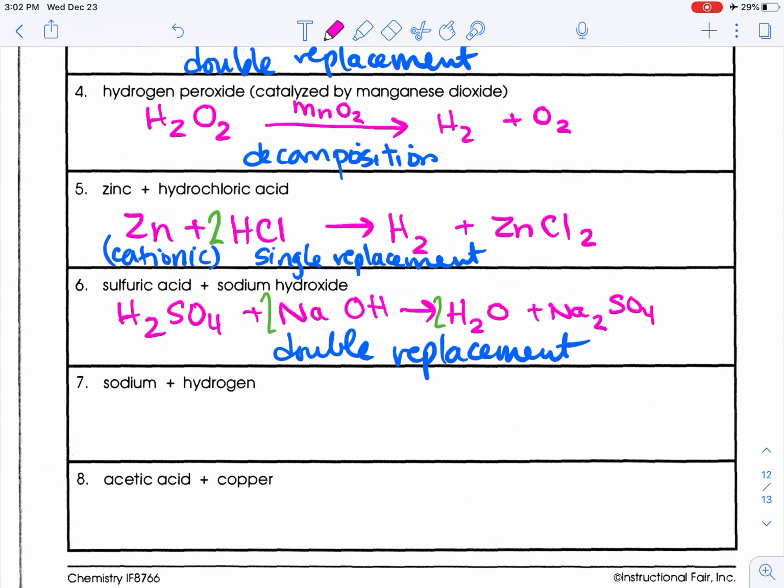Moving on. Sodium plus hydrogen. Well, looks like it's got to be a combination or a synthesis. So who is going to come first? Is it sodium or is it hydrogen? Well, it's actually going to be sodium this time, because hydrogen, although a lot of times it's going to be positive, is negative this time. So this is our plus 1. This will have to use the minus 1. So then that gets rid of that. So then we have to balance with coefficients. So we're going to need a 2 here, and we're going to need a 2 here. And remember, we said this is a synthesis.